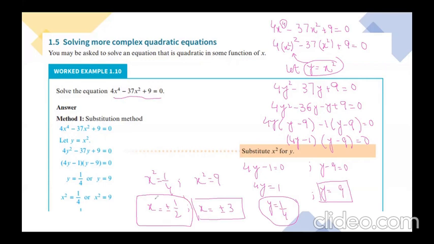How many roots or how many values of x we find depends on the highest power of the equation. In this case, the highest power is 4. So the values of x we computed are 4. That is x equals plus 1 by 2, minus 1 by 2, plus 3 and minus 3. So these are the four values of x. Okay. Now the next one.